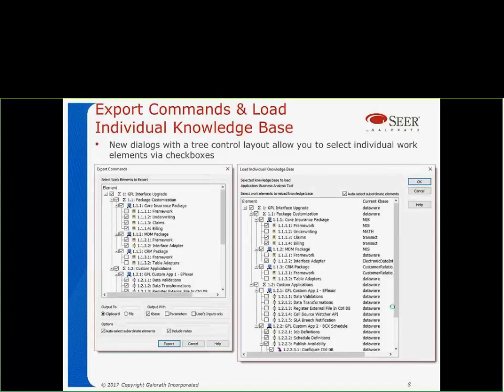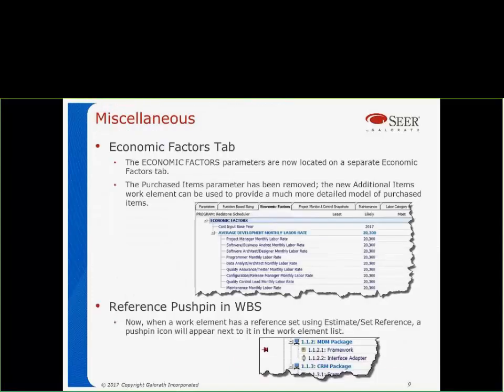The other one, again, has a similar look, which is the load individual knowledge base. This is not too dissimilar to the change parameters in multiple elements, where you pick the parameters you want to change, and then you pick the elements that you want to apply it to. Same idea, but this is for changing a knowledge base. So you pick the knowledge base, the category in the knowledge base, and then this gives you the option to pick which elements to apply it to. So just things to make it easier, particularly working with large estimates.